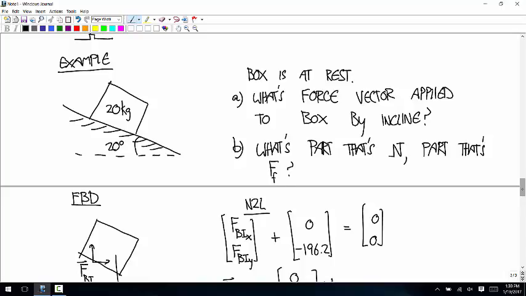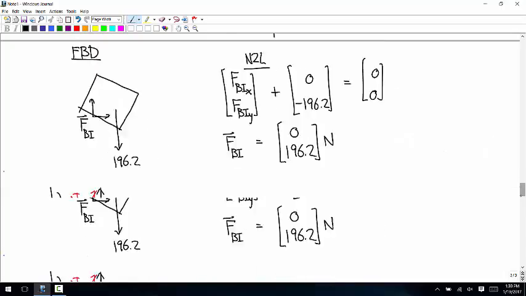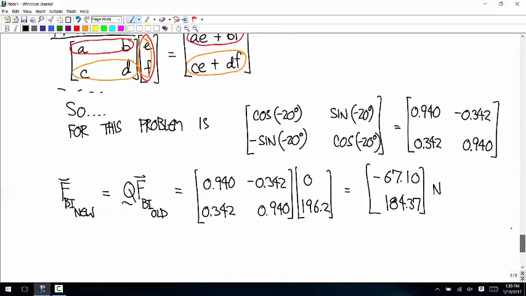So that negative 67.1, 184.37, that vector represents what? The friction. The magnitude of that is the friction, and the negative just tells you the direction. The y component is the normal force. So the 184.37 is the normal force, and the 67.10 is the friction force. No, now that's on the rotated coordinate system. Any other questions about that problem?